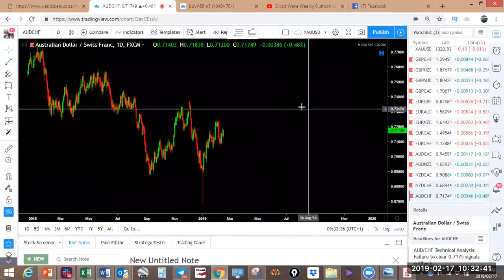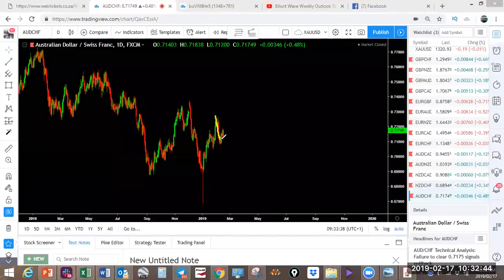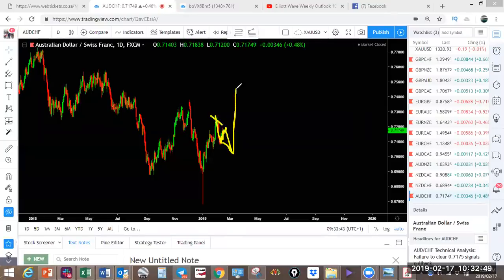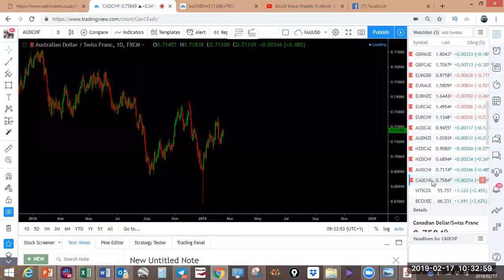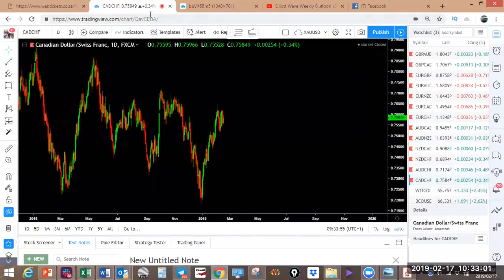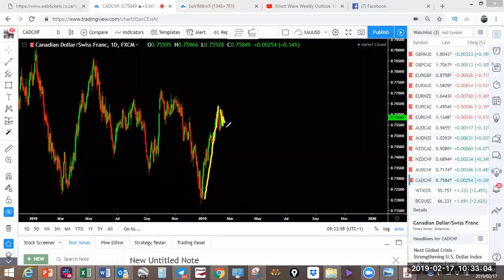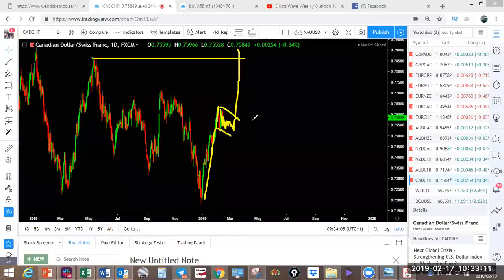AUDJPY. Pulsing move. Looks corrective. Can do that and push higher. Keep an eye on it. See what structure you get. Lastly, CADCHF. CADCHF also a pulsing move. You're busy correcting here. Could eventually come and retest this top here. So keep an eye and see how this one goes. So for all of them, you need to watch these corrective structures. They need to make sense. They need to be matured for you to take the structures.